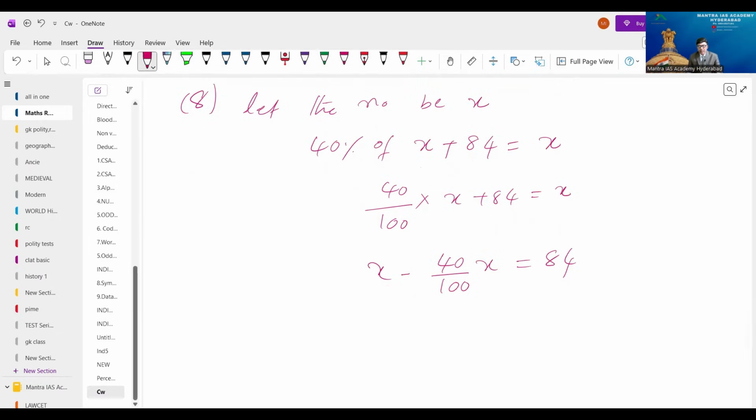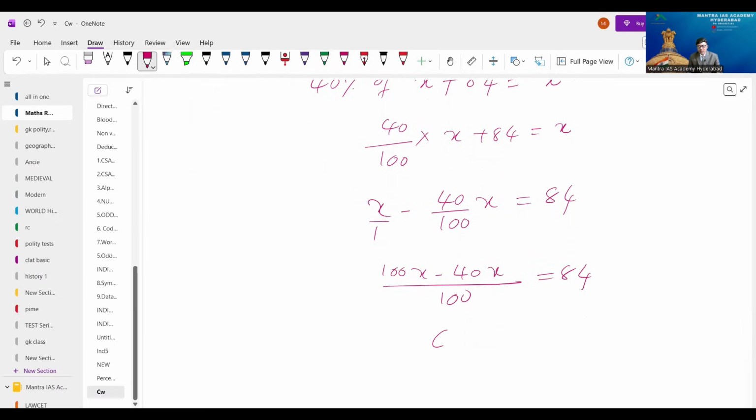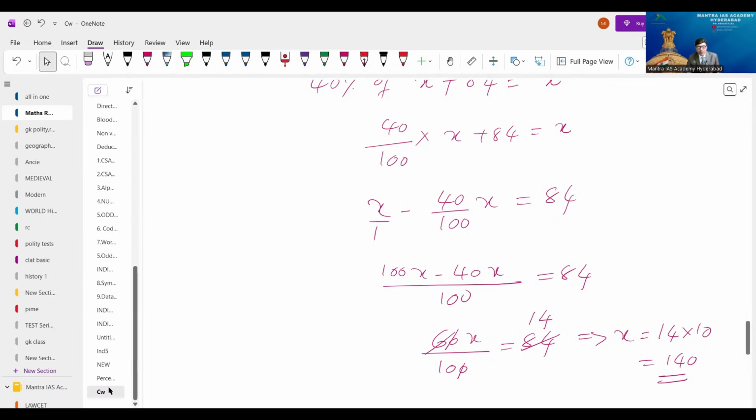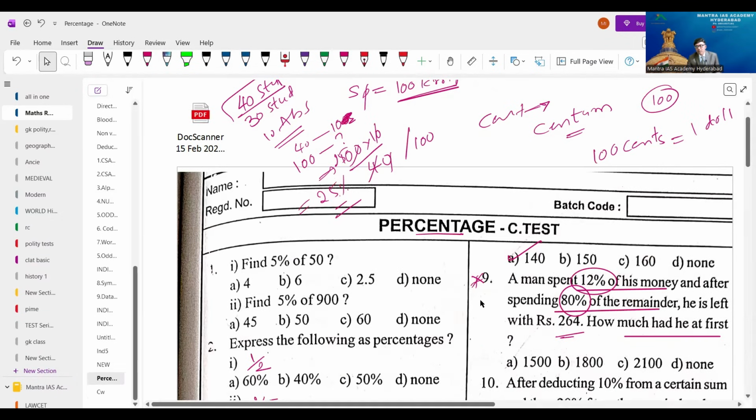Now simplification, beta. LCM is 100. It's 100x minus 40x by 100 is equal to 84. Come to the conclusion. It is 60x by 100 is equal to 84. Beta, cancel 0. Remember that 14 6s are 84. Therefore, x is equal to 14 into 10. Your answer is 140. I think it is there in option A, beta. Observe that. Yes, this is option A. This is the answer of yours. A beautiful answer it is.